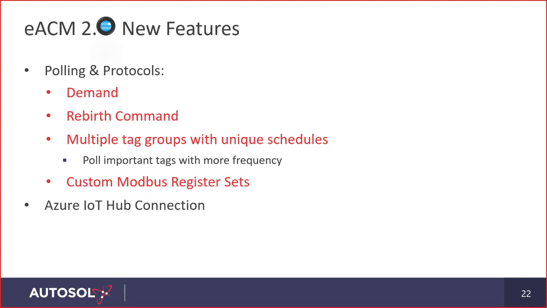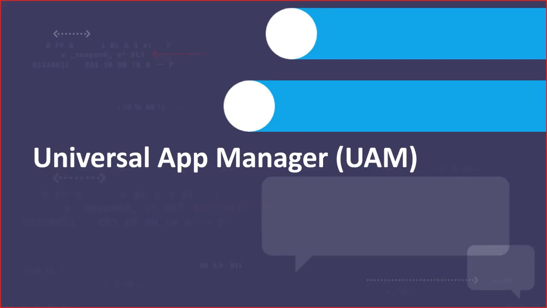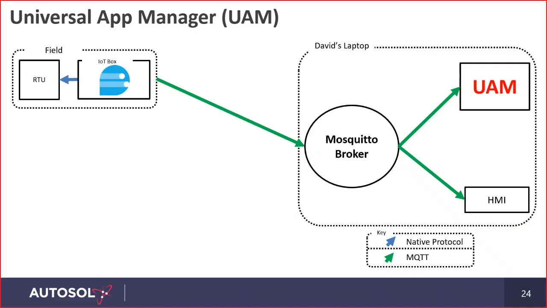We also have the ability to write custom Modbus register sets. And we also have an Azure IoT Hub connection, which I will demonstrate if I have time. Now, I mentioned we have another application that facilitates the deployment of Edge ACM, and that is currently called Universal App Manager. This is not the marketing approved name, but after consultations with that department, I believe this will change to AUTOSOL App Manager. But for the purposes of this demo, and because this is the name that appears in the software, this is what I'm going to call it.